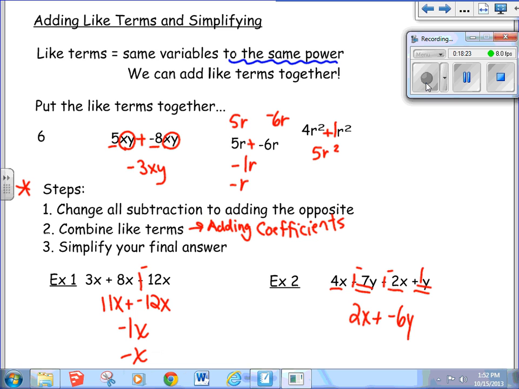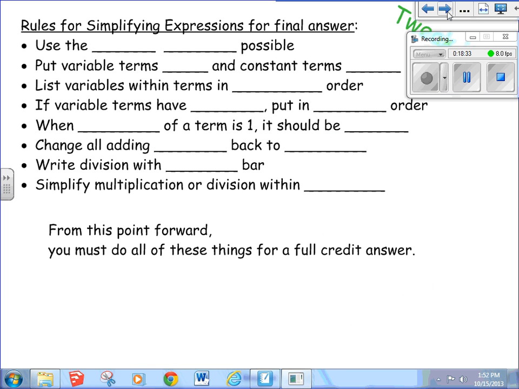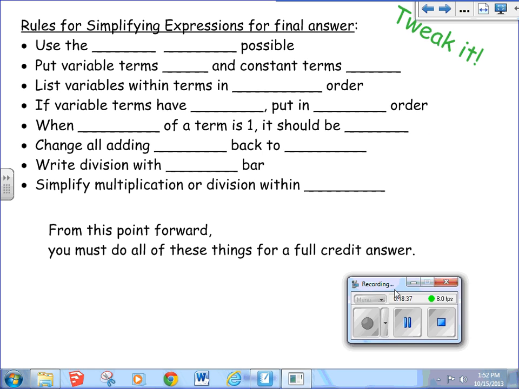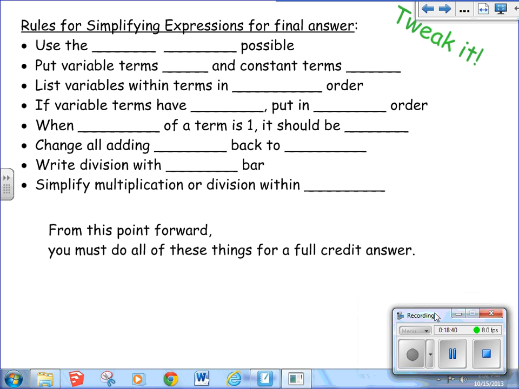Okay, next we're going to look at some things that we need to simplify our final answer. Things we have to do in order to simplify our final answer. Okay, sometimes these things are called tweaking. I know Mrs. Kenny next year will say, make sure you tweak your final answers. They're just like mathematical conventions about things you do to present your answer in simplest form.